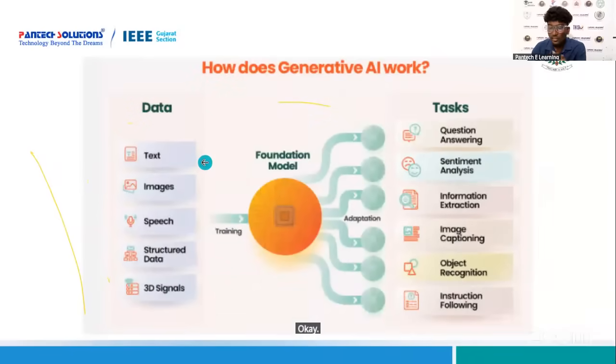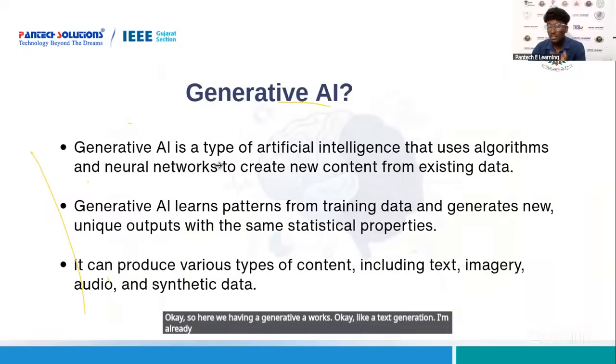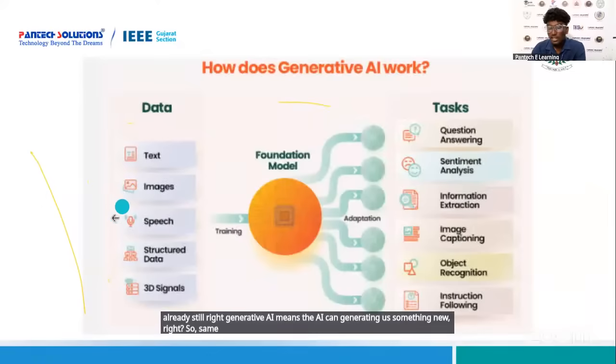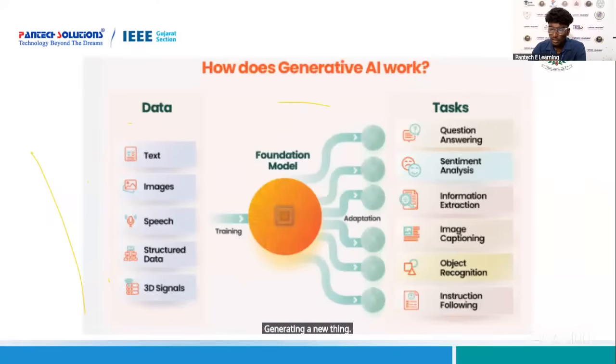Here we have generative AI works, like text generation. I already told you, generative AI means the AI can generate something new, right? The same kind of thing. For text, we have ChatGPT. What is the stuff of ChatGPT? ChatGPT can generate new text, that comes from text generation.